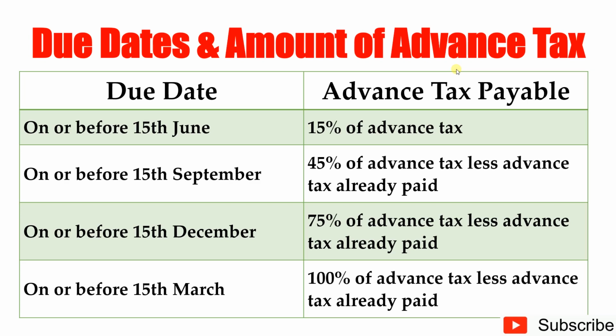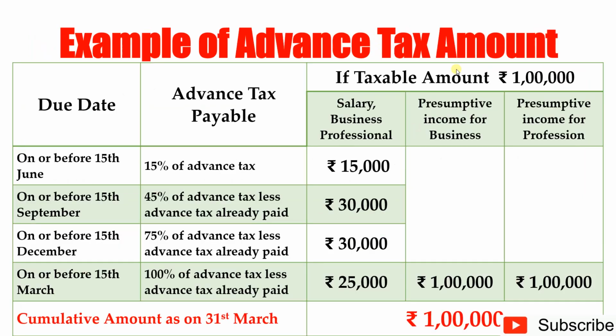So you may be confused with the percentage of tax. That we can clear. See the example of advance tax amount. The due date is shown here and the advance tax payable percentage is shown here. We calculated our tax liability and the liability comes to 1 lakh.